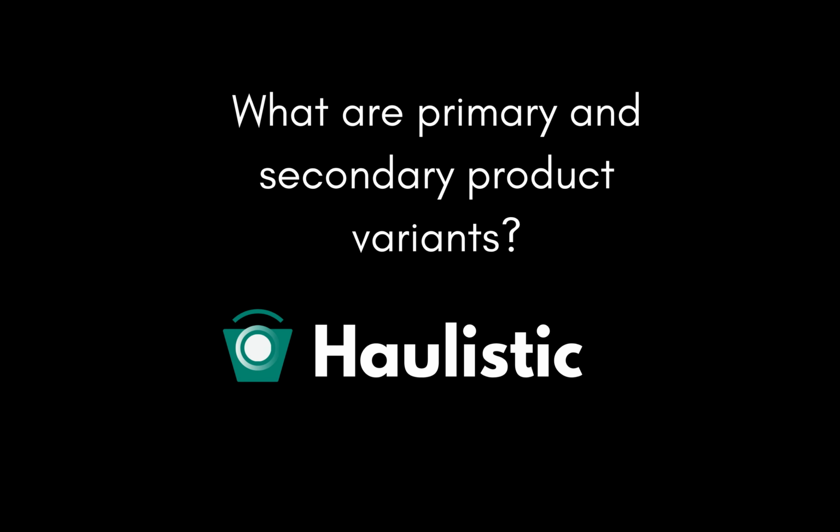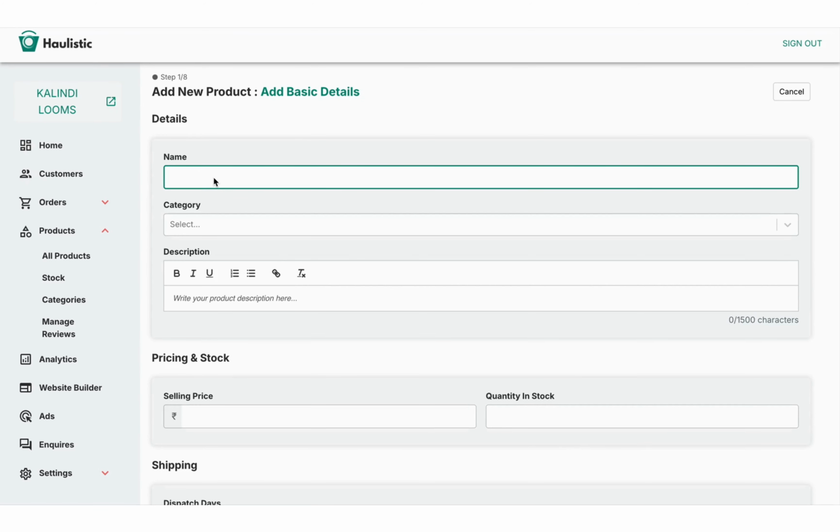Today we'll explore one of our most powerful features, the difference between primary and secondary variants when listing products on your website. Let's start with the basics.